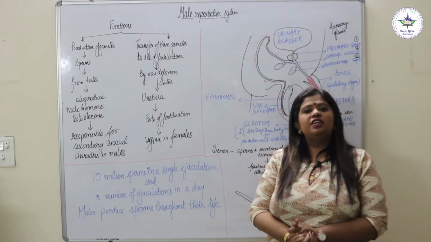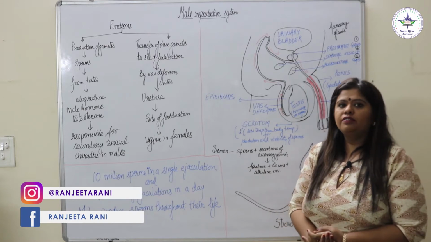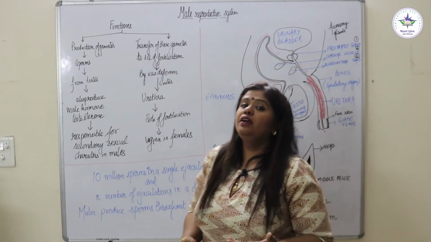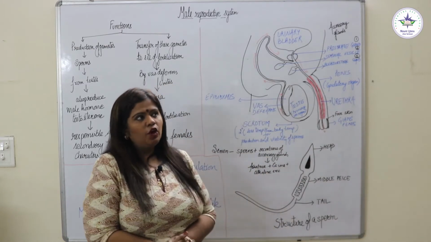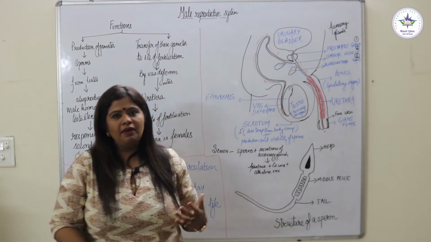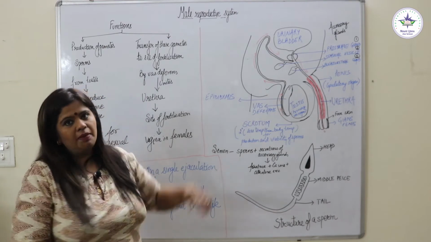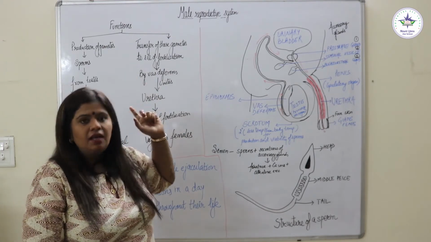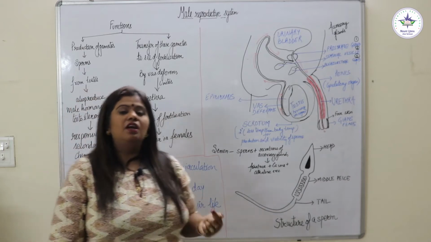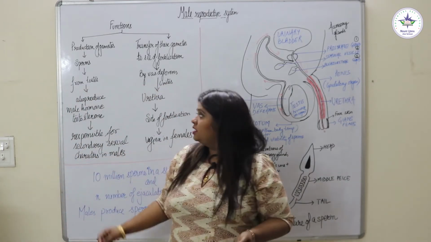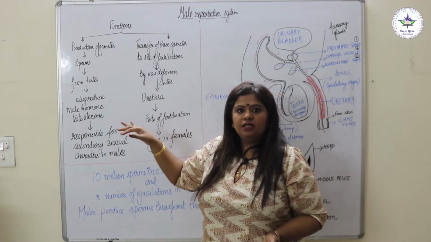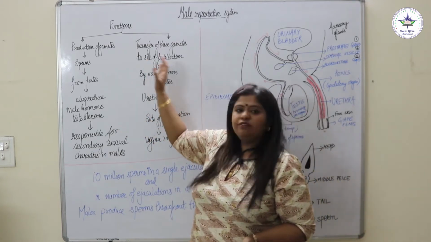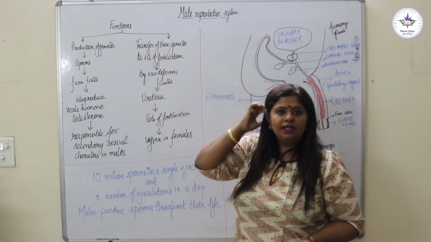So now we have come to the next topic of the human reproductive system, that's the structure and functioning of the male reproductive system. When we talk about the male reproductive system, the two main functions are the production of the gametes, and we say gametes are the sex cells or the sperms, while another function is the transfer of these gametes to the site of fertilization.